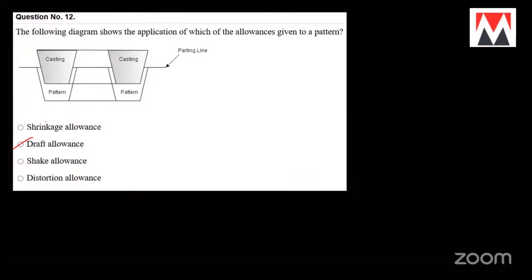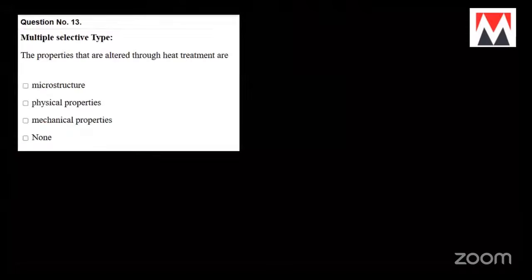Shrinkage allowance is like you'll be adding extra material, accounting for the value of shrinkage. Draft allowance is like you need some space to shake it and take it out. Shake doesn't mean shake allowance. It means the mold should not be broken. It should be removed easily. It should not stick to the casting material. So you need to have some draft, some angle should be there. That is how you remove the casting easily from the mold.